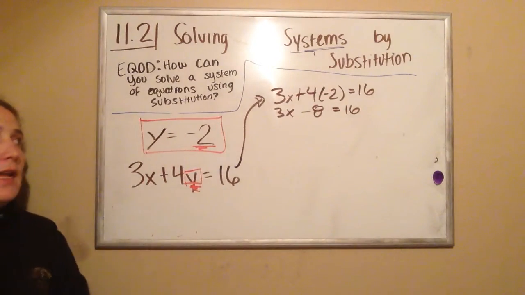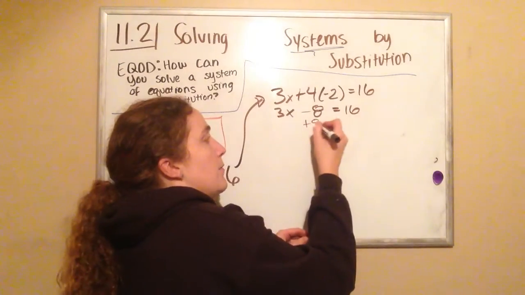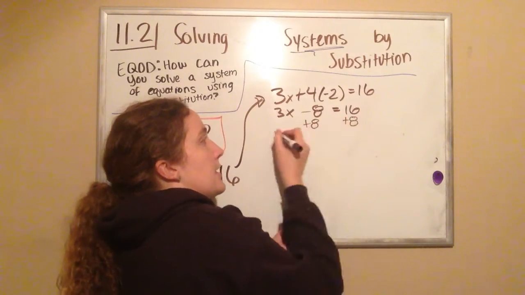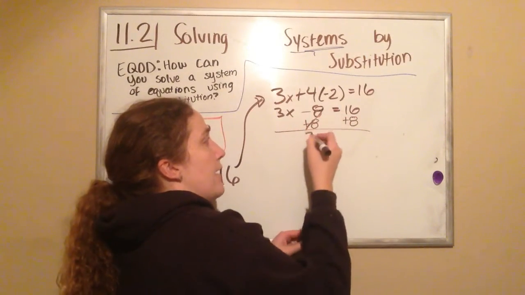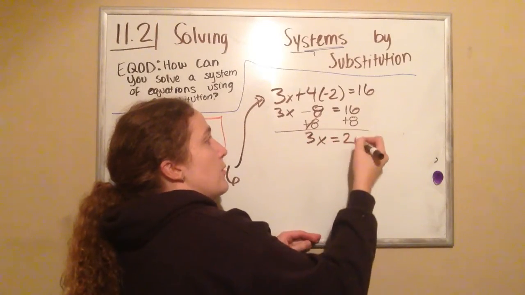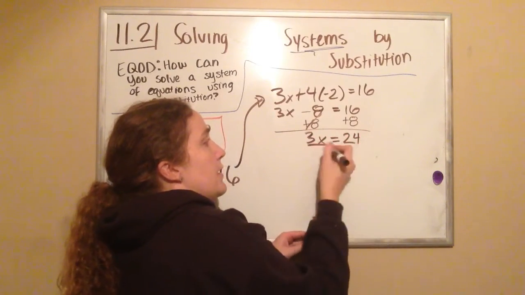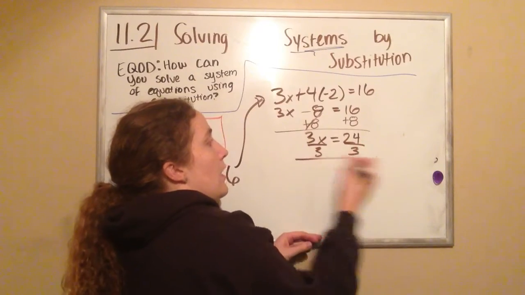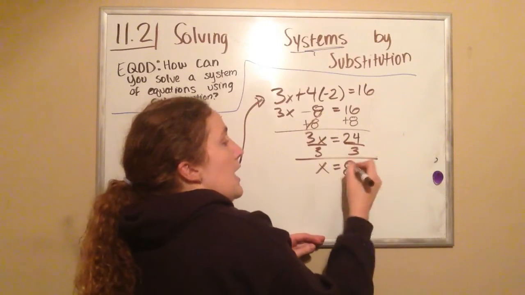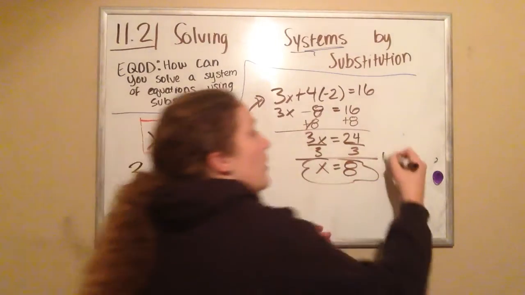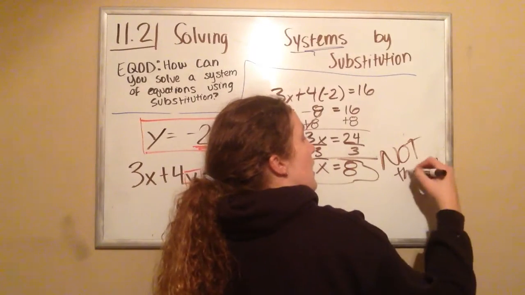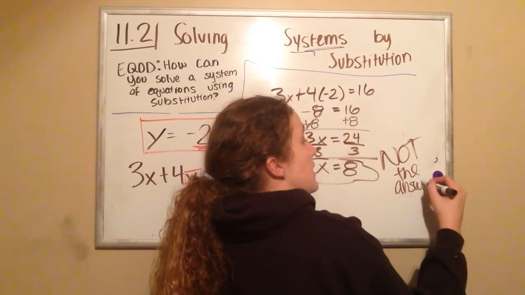Okay, and I'm going to add 8 to both sides because now I need to solve for x. I need to figure out what's that variable that I got left. So 3x equals 24, divided by 3, and I get x is equal to 8. Is that your answer? No, not the answer. This is not your answer.